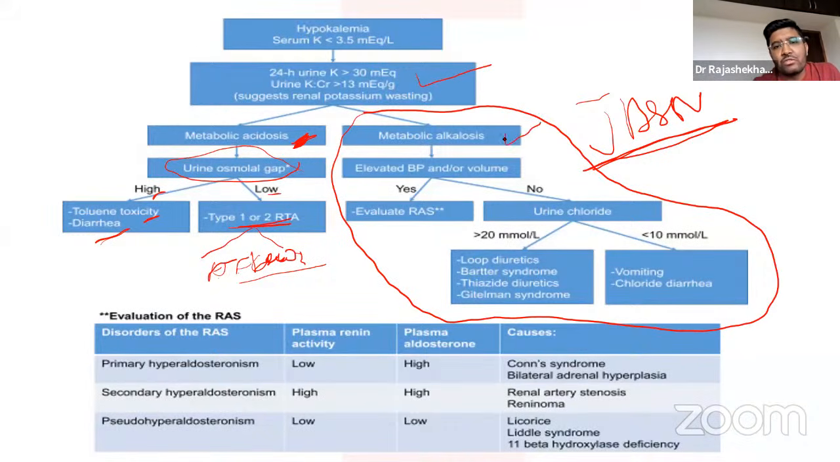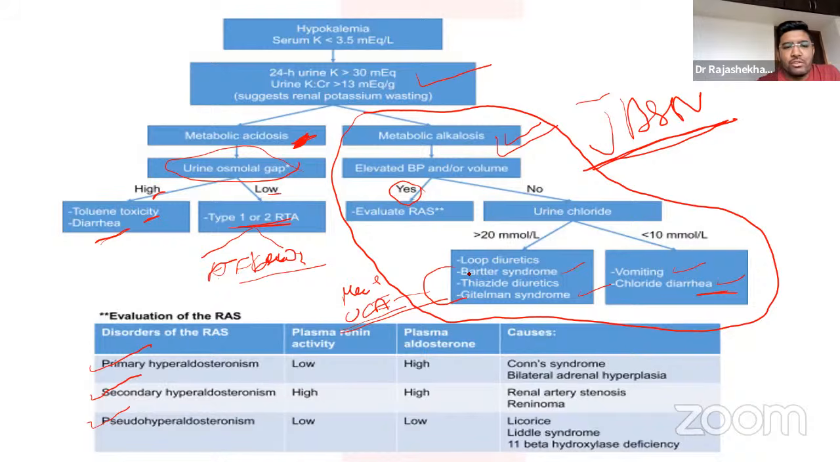If you see metabolic alkalosis, then assess the blood pressure. If the blood pressure is elevated, then it is either primary hyperaldosteronism, secondary hyperaldosteronism, or pseudo hyperaldosteronism. If blood pressure is normal, then it is either chronic diuretic therapy, or Bartter or Gitelman, or vomiting or chloride diarrhea. This becomes very simple to measure. To differentiate between Bartter and thiazide, as I told you, you need to measure the serum magnesium and urinary calcium excretion.